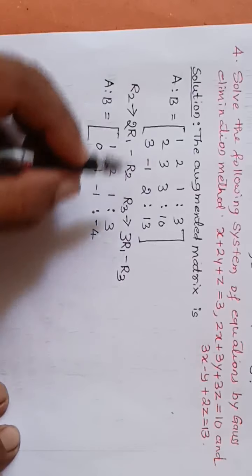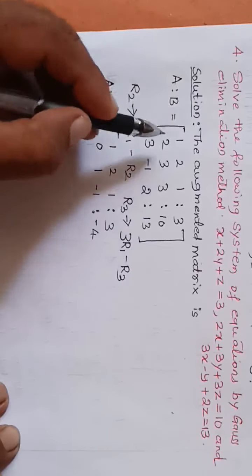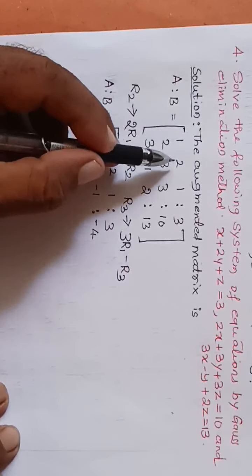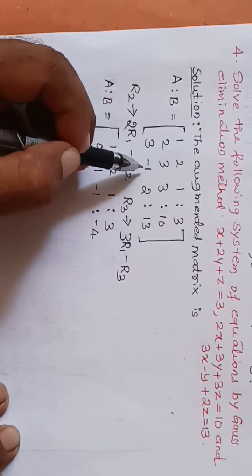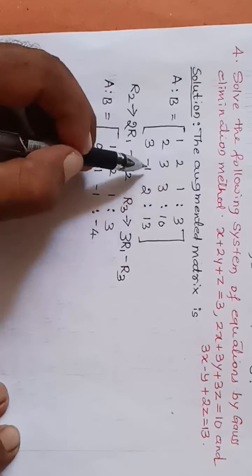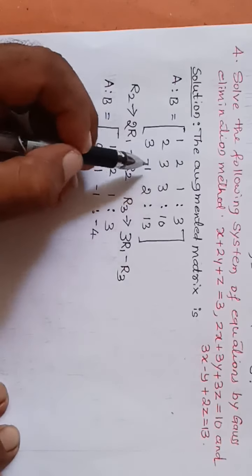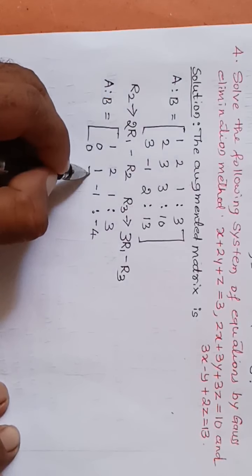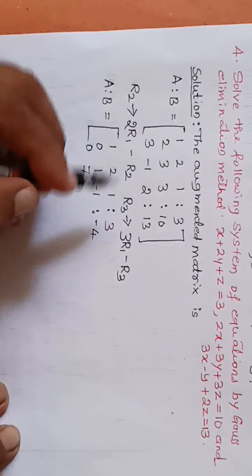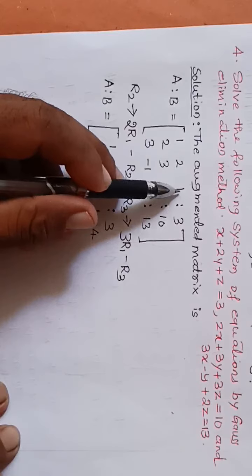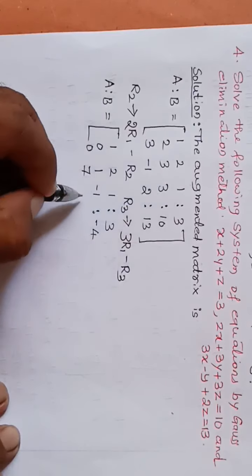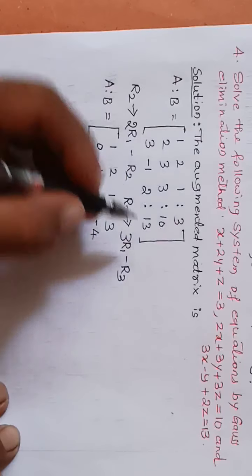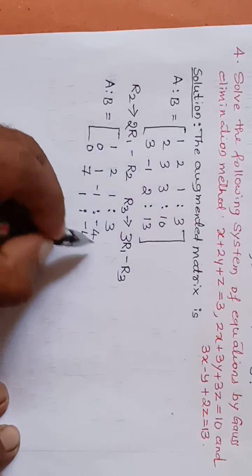Next R3, it is 3R1 minus R3: 3 minus 3 is 0. Next 3 into 2 is 6, 6 minus of minus 1 is 6 plus 1, it is 7. Next 3 into 1 is 3, 3 minus 2 is 1. Last, 3 into 3 is 9, 9 minus 13 is minus 4.